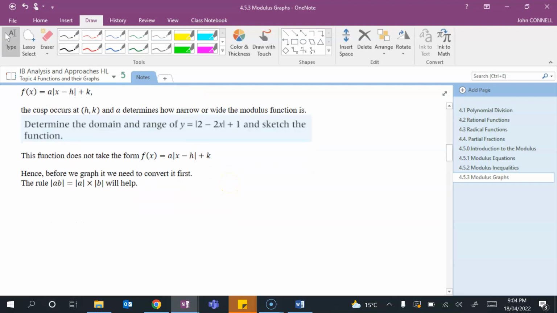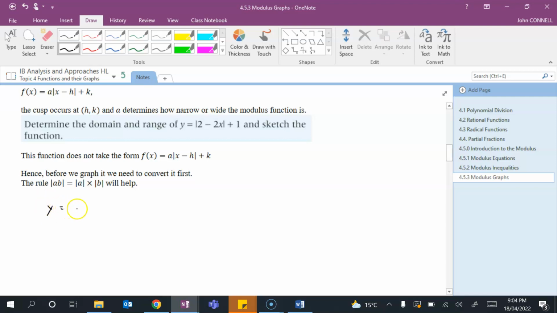Now, we've been asked to find the domain and range of y equals the modulus of 2 take 2x plus 1, but it doesn't take the form a|x take h| plus k. But we can convert it into that form. And the rule that the modulus of a times b can be split into both those factors, so modulus of a times modulus of b, is going to help us.